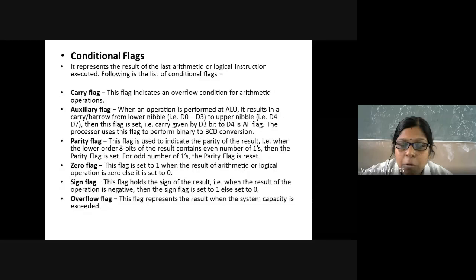Zero flag: if the result is zero, then the zero flag will be set. Sign flag: if it is a negative answer, the sign flag will be set. Overflow flag means the answer exceeds the memory limit. If the answer exceeds the memory limit, then the overflow flag will be set. This is the conditional flag.